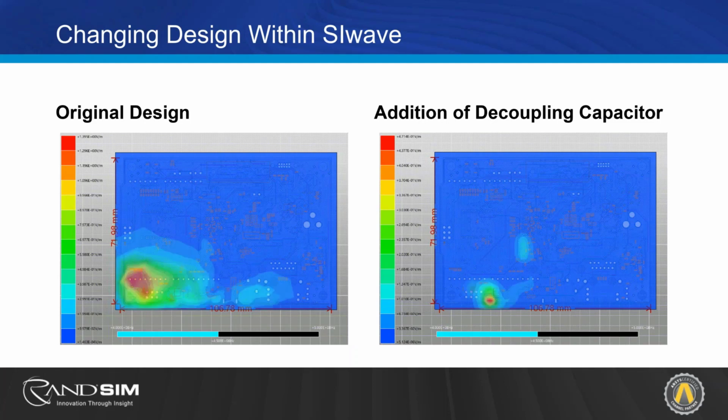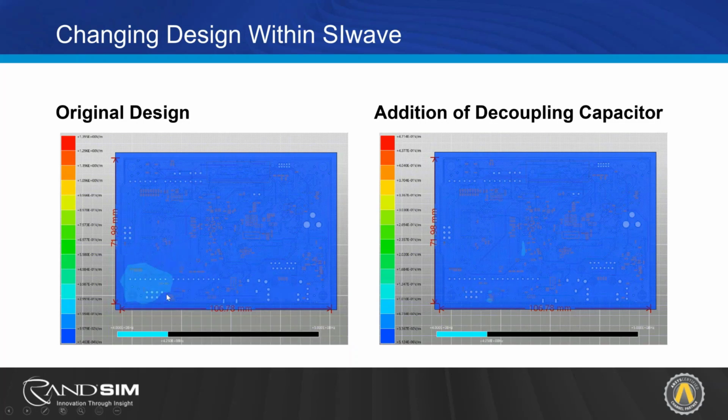And what you can see is that the violation has been mitigated considerably. There's still a little bit over here, so maybe this is worth adding another decoupling component right here. But ultimately, you're getting near real-time feedback that gives you the confidence that your mitigation methods are going to work.